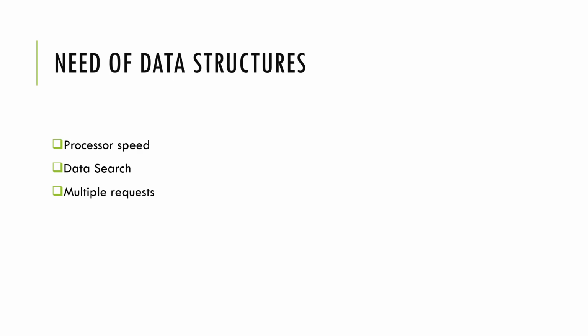Data search. Consider an inventory of size 1116 items. The application needs to search for a particular item. If it needs to traverse all 1116 items every time, the result is a slowing down of the searching process. After that, multiple requests. If thousands of users are searching the data simultaneously on a web server, then there are chances that a very large server would be needed during the process.